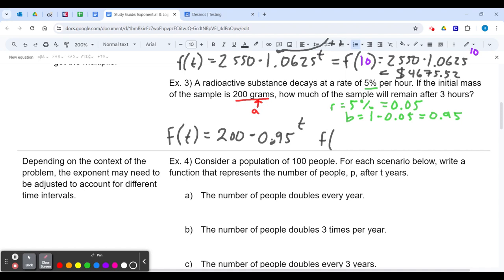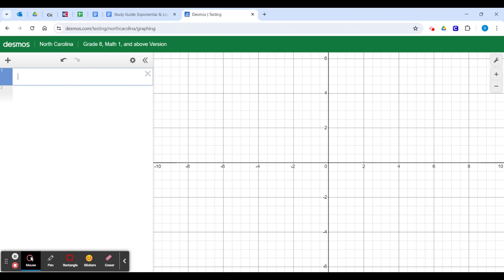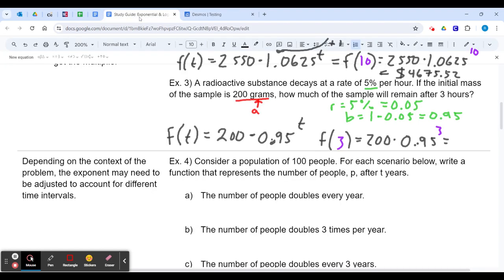We're calculating after 3 hours. So 200 times that 0.95 to the third power. And we can see how much is left here. 200 times 0.95 to the third power. We get 171. And I'm just going to round this up to 171.5. I didn't specify it in the problem, but that's all right. 171.5.